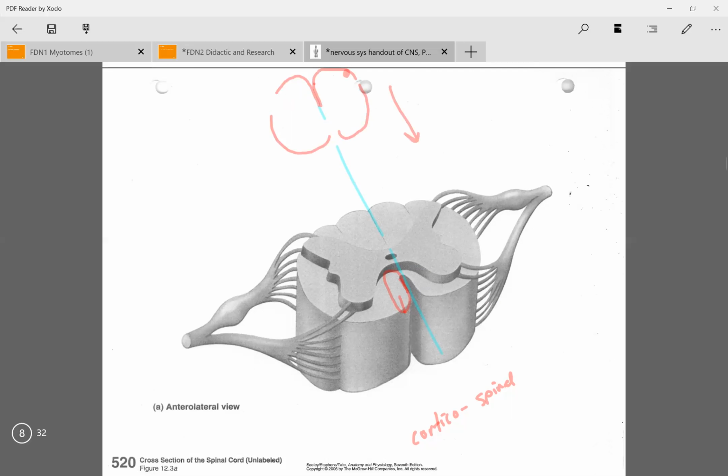Remember, this is descending. Okay, go through the thalamus, go through the brainstem. Okay, cross over, go down the spinal cord to hit that particular corticospinal tract, go through the ventral horn, through the ventral nerve root, so that you can do your motor thing, okay, which is movement.